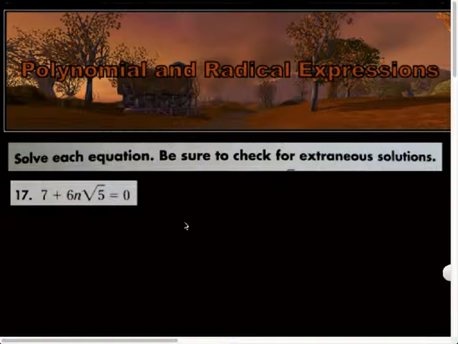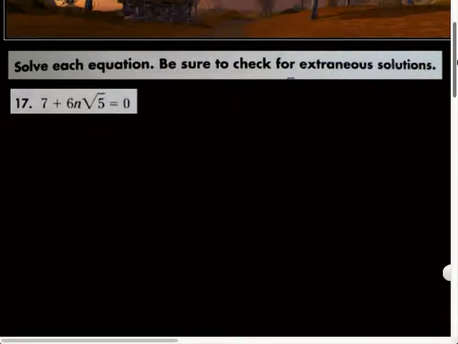We're going over last night's homework. We were talking about solving radical equations, and this is on page 307. So here's question 17, because that's a nice prime number there. It says, solve each equation.